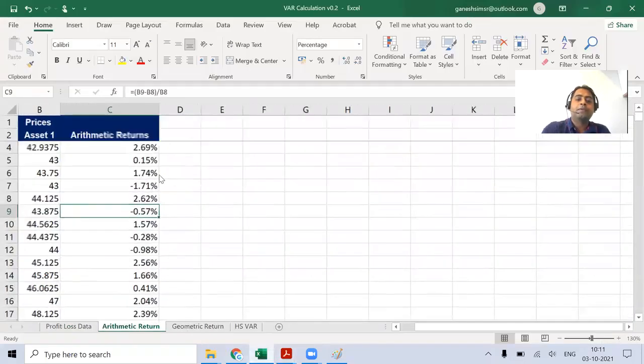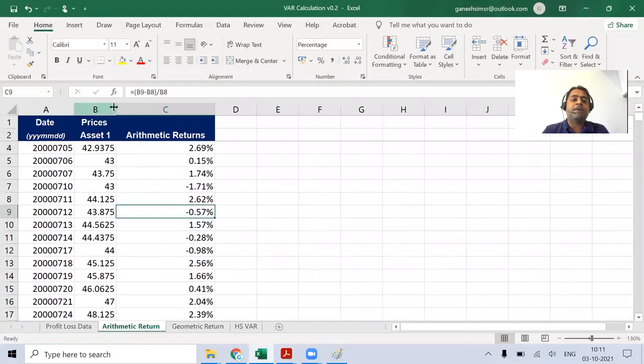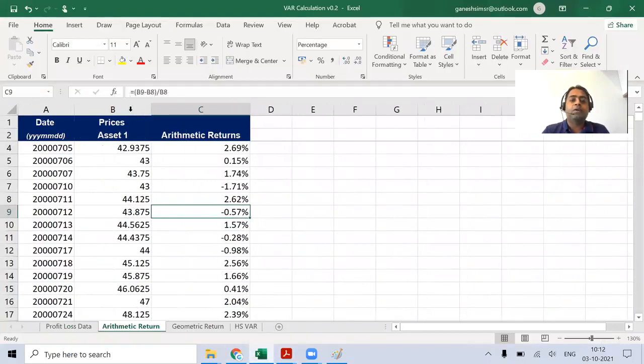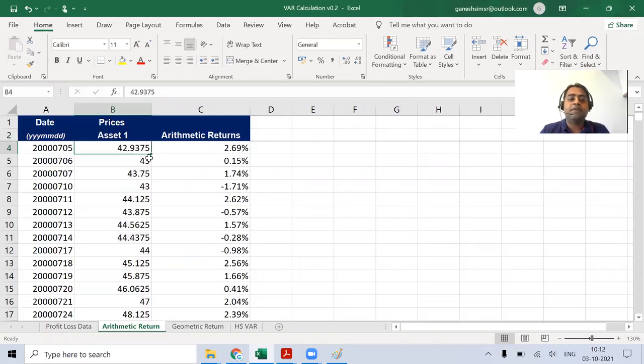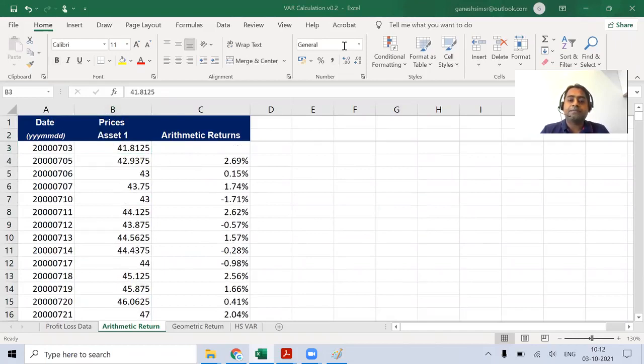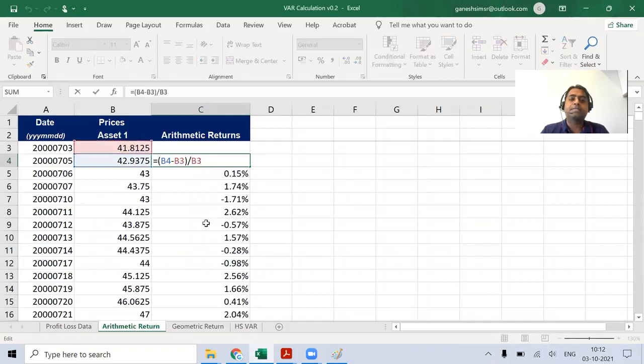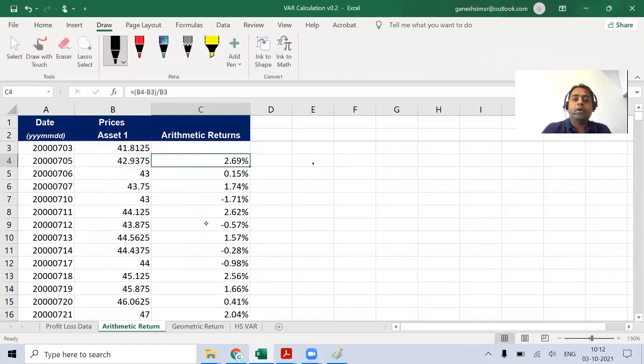I'm just zooming in. Suppose I have asset prices available for particular days. The first asset price that I have is, for example, 41.81. The second asset price I have is equal to 42 point something, and then I'm taking the returns. This is simple and pure.